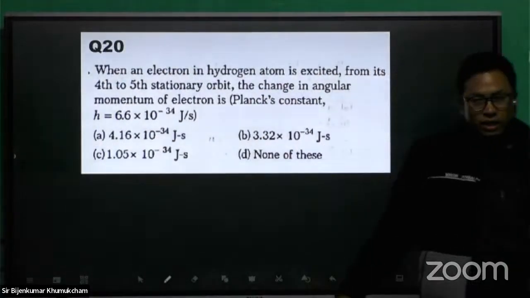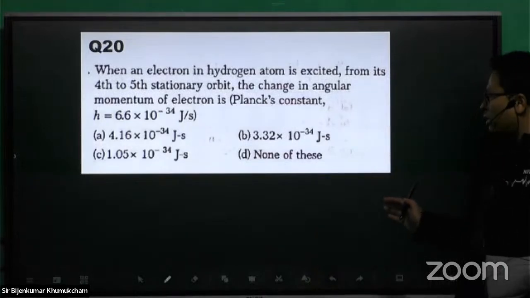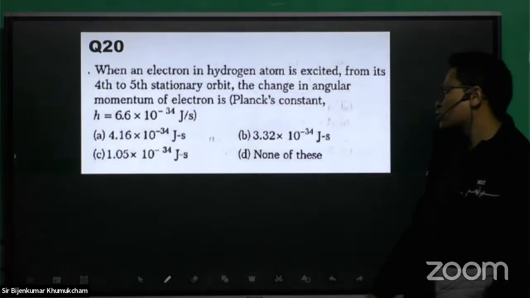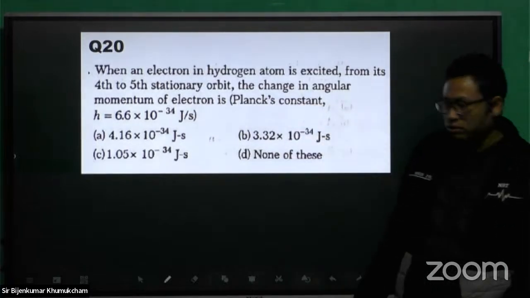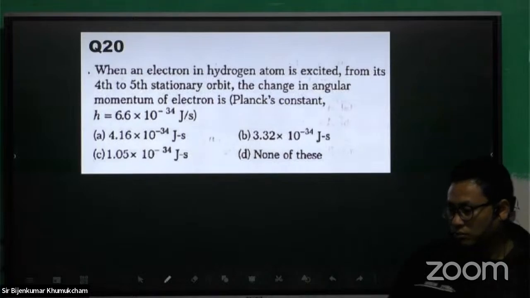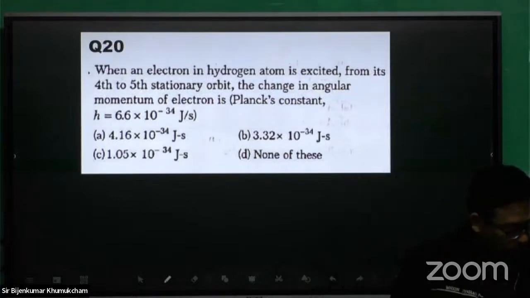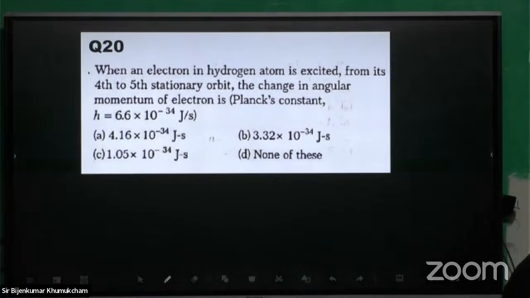Planck's constant calculation, learn to do the calculation. Planck's constant is 6.6 into 10 to the minus 34 joule second. Follow?